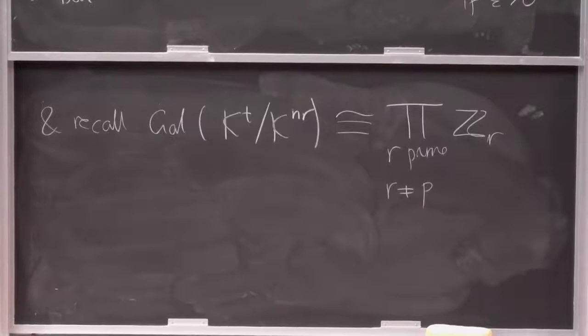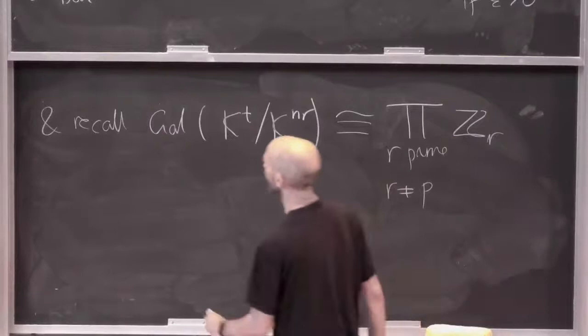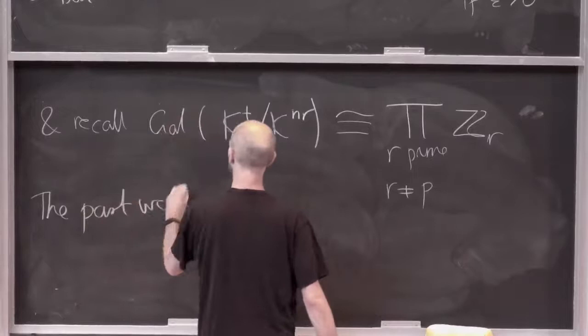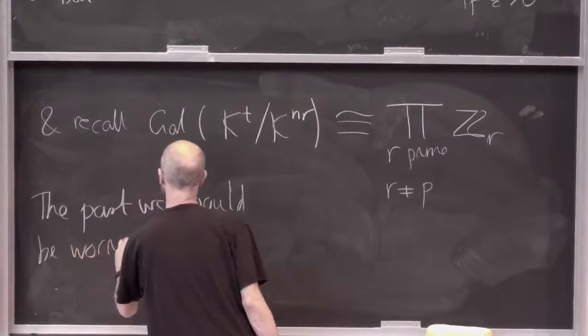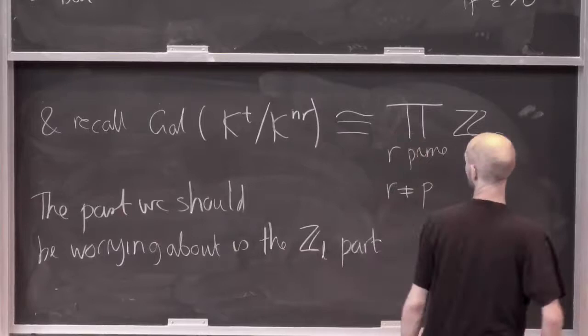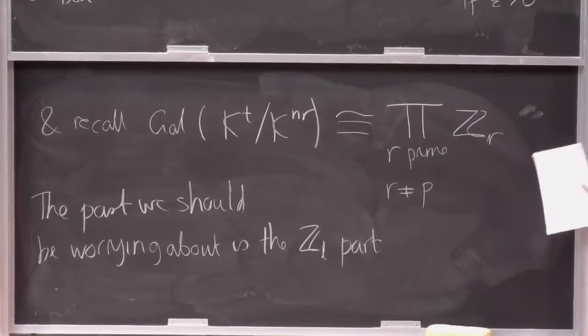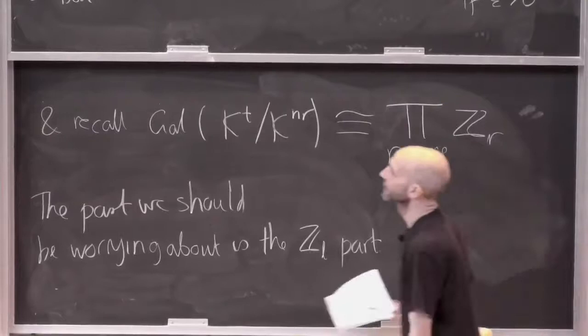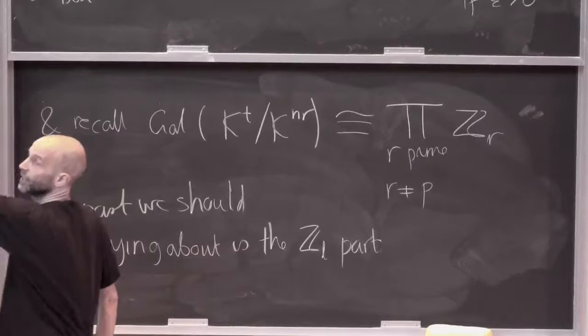So for most values of r, r is not equal to L, and those are going to die under rho. So clearly the part we should be worried about is the Z_L part, because that's the part that's threatening not to die. These Z_r's are not going to last long in GL_n of Q_L. But this Z_L part can absolutely, there's a subgroup of GL_2(Q_L) isomorphic to Z_L. It's just the matrices (1 *; 0 1), and that's what's going on here, in fact.